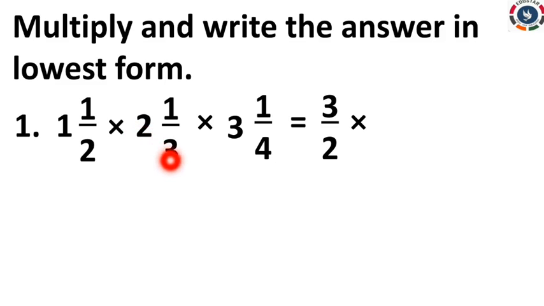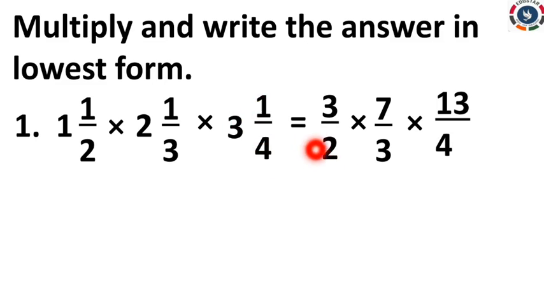3 2s are 6, 6 plus 1 is 7. So 7 by 3. Write 7, and write the same value that is given in the denominator. The next symbol is into, so write into here. Then again you multiply: 3 4s are 12, 12 plus 1 is 13. So 13 by 4. Okay, so we converted all the mixed fractions into improper fractions: 3 by 2 into 7 by 3 into 13 by 4.